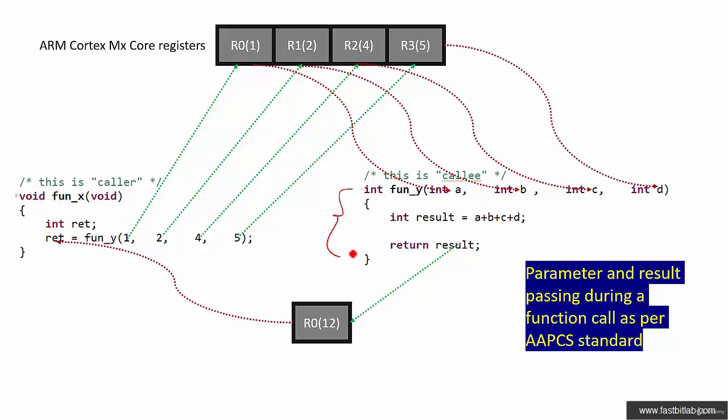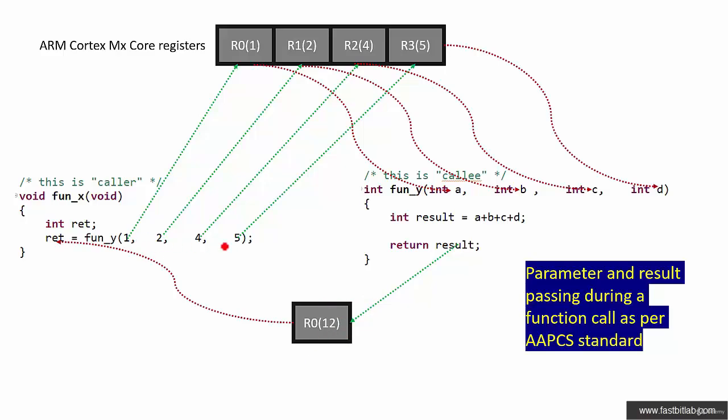When this function y wants to return the result, it will always use the register R0. It copies the result to R0. If the result is 64 bits, then 2 registers are used, R0 and R1. So the higher 32 bits will go here and the lower 32 bits will go here. That's how the result is returned back to the caller.